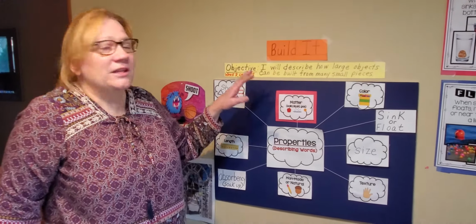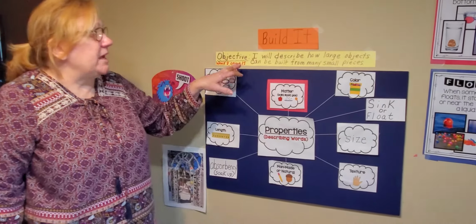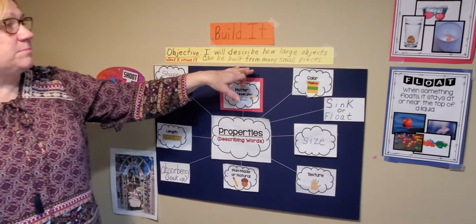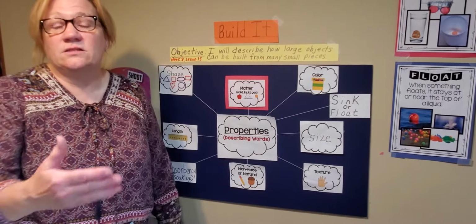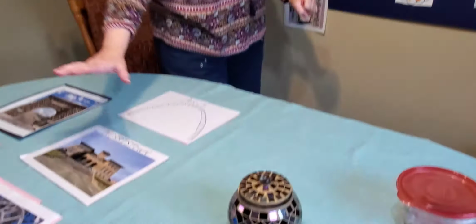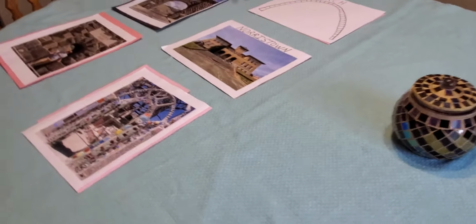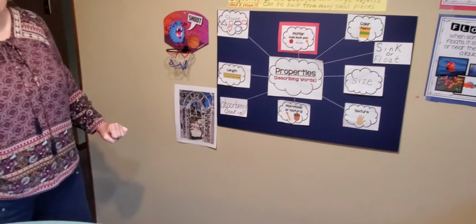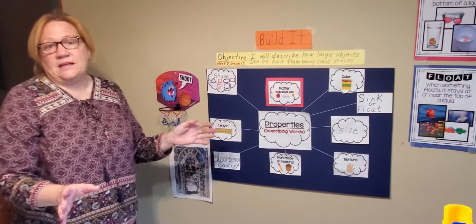Okay, so let's revisit our objective. Today we wanted to describe how large objects can be built from many small pieces. And as you saw with our Marble Works, you saw with our mosaic, you saw with our pictures of the arc and the arches and the basketball hoop, that it can be.